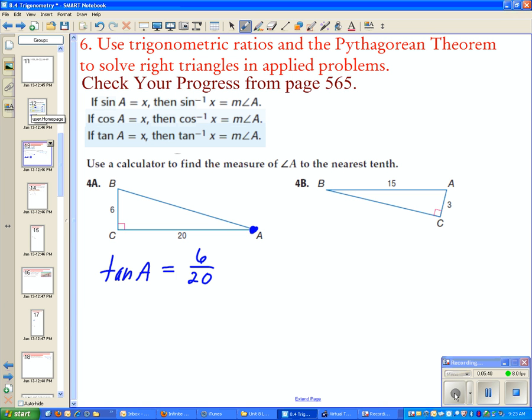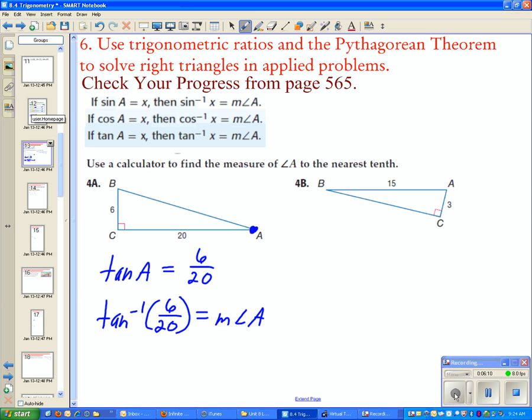All right, so we've got an equation. Now, yesterday, they had us do problems where that's all we had to do, right? But now, there's actually an unknown in that. I don't know what angle A is. So I'm going to treat that as an unknown. So if the tangent of A equals 6 over 20, that means that the inverse tangent of 6 over 20 equals the measure of angle A.